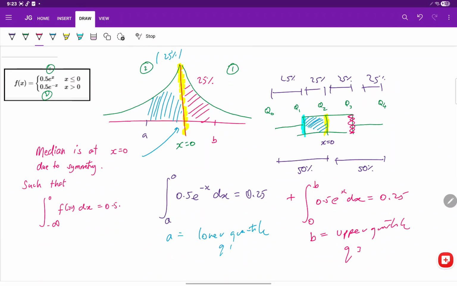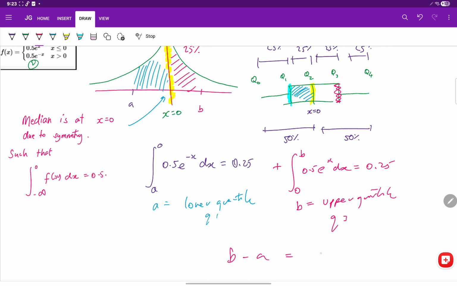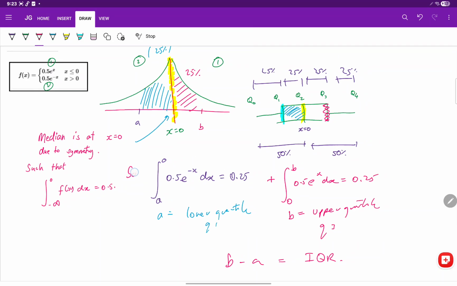And to find the interquartile range, you just work out what b minus a is, and then you'll get your interquartile range. So just make sure that you solve this one for a and solve this one for b.